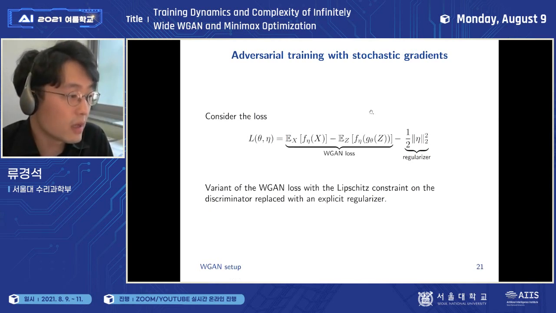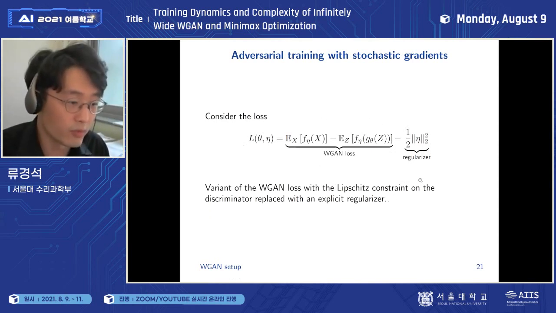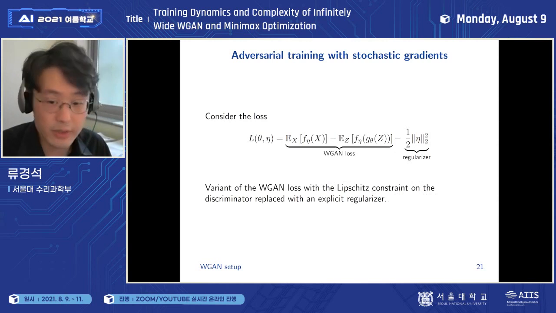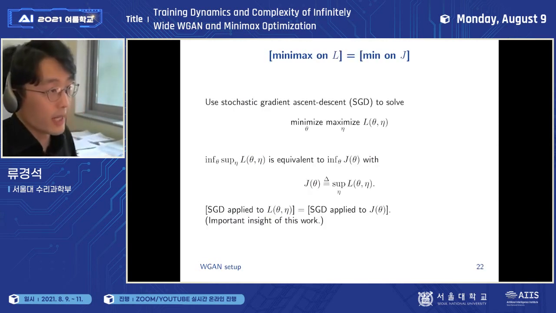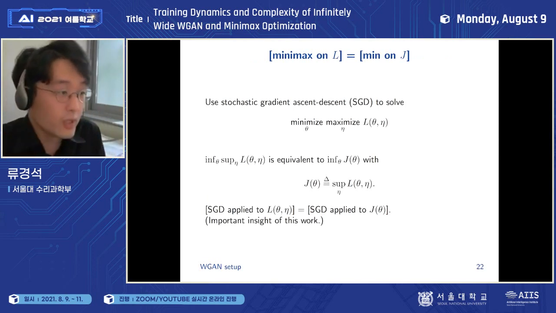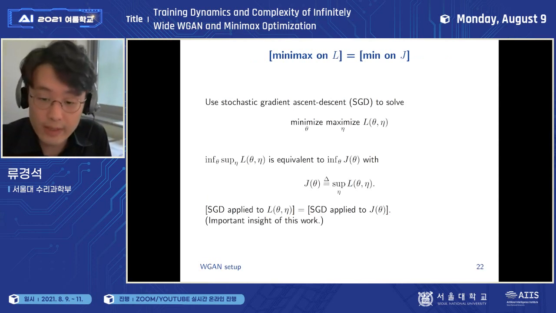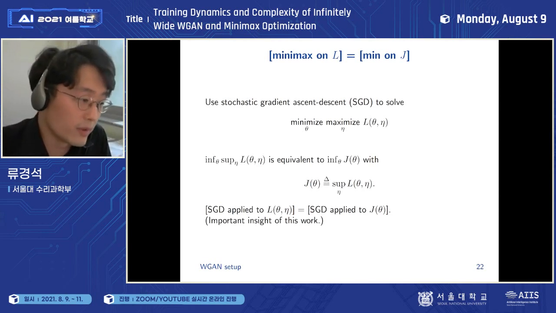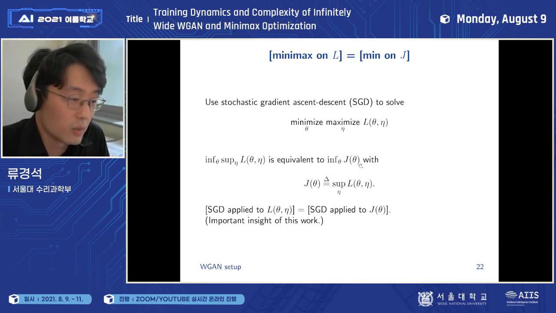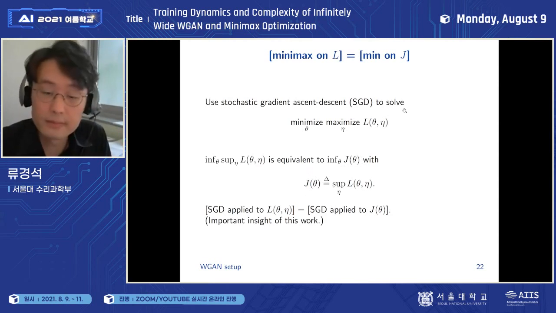And the specific loss that we consider is this loss. So this is the WGAN loss with the Lipschitz constraint on the discriminator replaced with a regular explicit regularizer. And one thing that I want to point out is that performing SGD on the minimax problem with respect to the minimax loss function L is equivalent to performing a minimization problem with this loss function J. So when I describe the loss landscape, I'll be describing the loss landscape with respect to this J function.